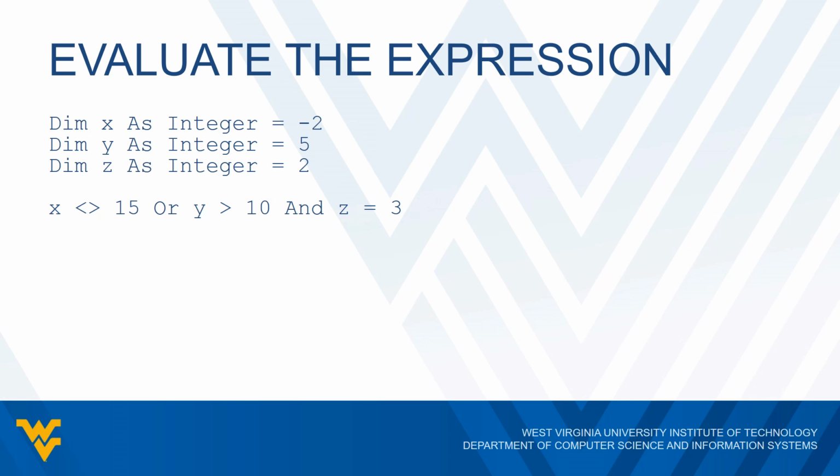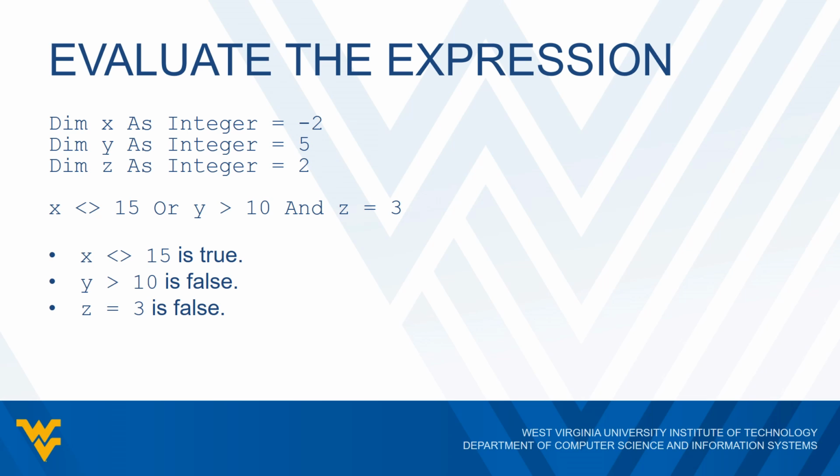So let's evaluate all three of the conditions first. So we have -2 comparing that with 15. Well, -2 is not 15, so we know that x not equal to 15 is true. We check to see if y is greater than 10. We know that's false because 5 is not greater than 10. And then we can check to see if z equals 3. Well, this is false because 2 is not 3.